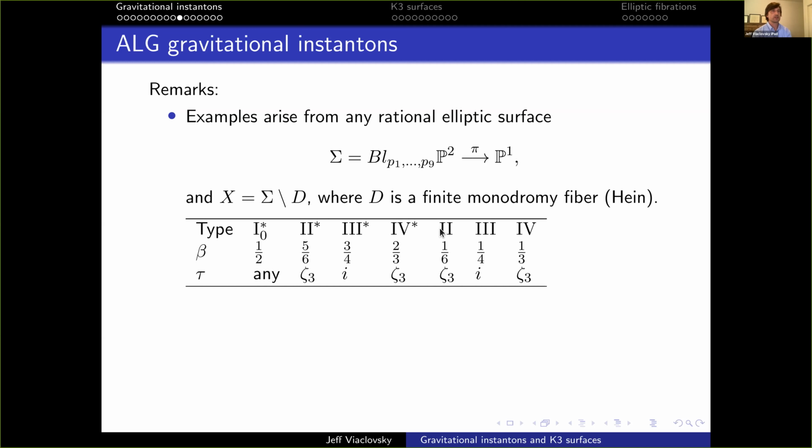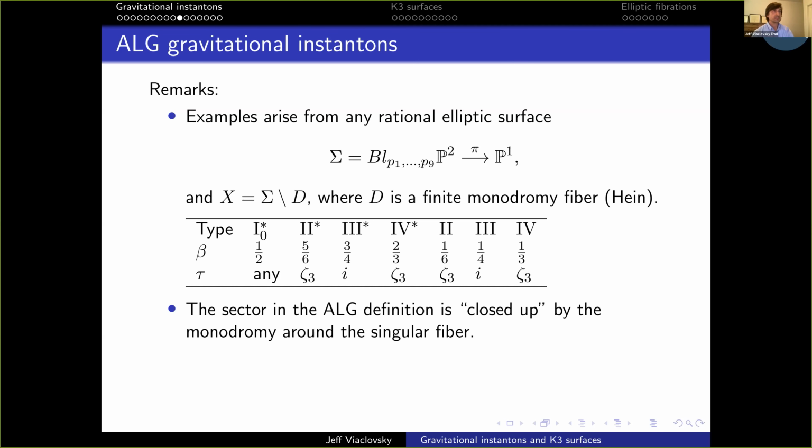So the 2 star, 4, and 4 star have the cube root of unity as the lattice generator, and then 3 and 3 star have i as lattice generator, and then I0 star can be any flat torus. Okay, so the sector in the ALG definition has to be closed up by the monodromy around the type of singular fiber. So that's why we said just on a dense subset.